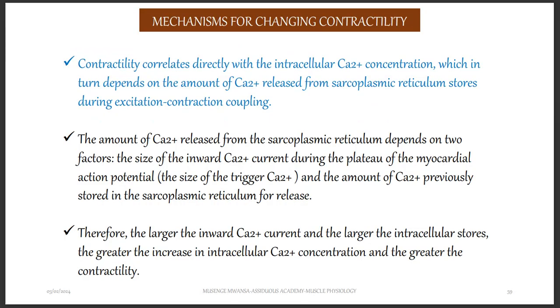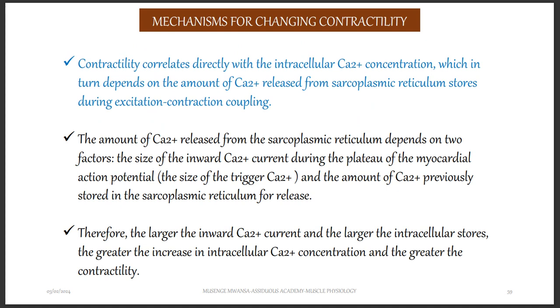So, mechanism of changing contractility. Contractility is going to correlate directly with the intracellular calcium concentration. And that is going to be dependent on the amount of calcium released from the sarcoplasmic reticulum during excitation-contraction coupling. If the nerves have been excited, they are going to cause the muscles to contract. So when you have more calcium inside the cell, it causes more contraction. Okay, so they are in direct proportion. The less the calcium, the less the contraction.